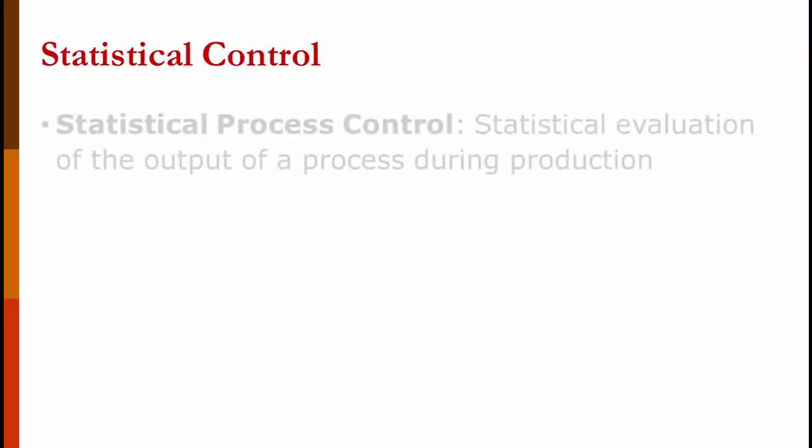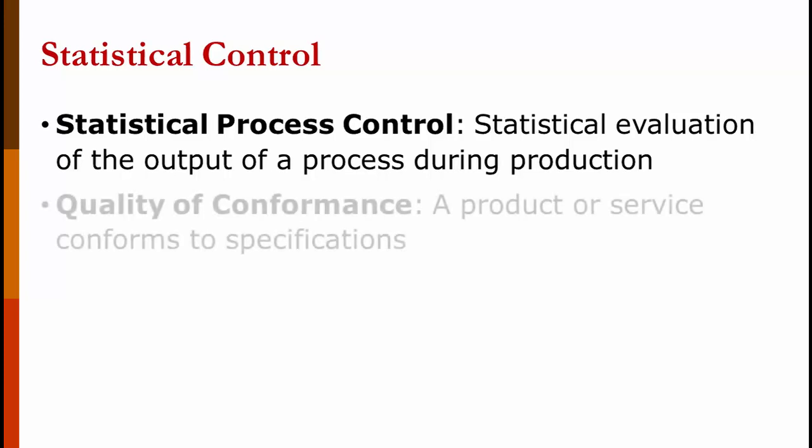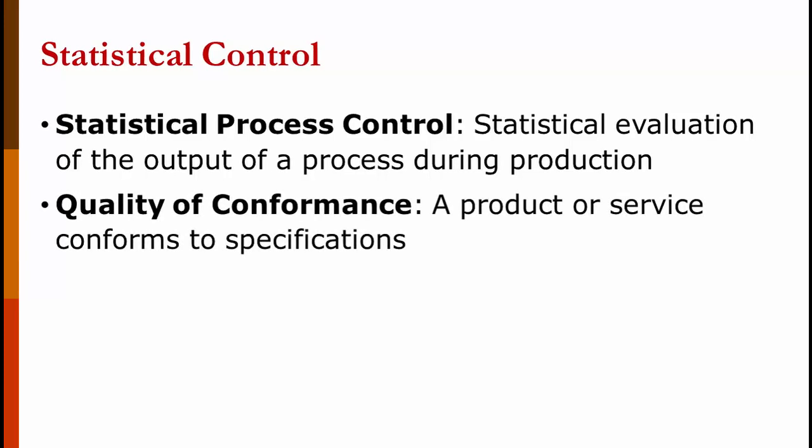In summary, let me give you 2 definitions. Statistical process control is the statistical evaluation of the output of a process during production. Quality of conformance is how well a product or service conforms to the specifications that you develop based on what the customer wants.